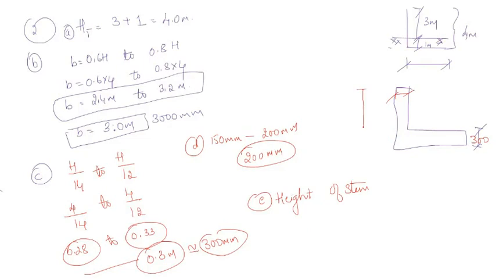See here, the overall depth is 4 meter. Just subtract 0.3. The remaining will be the height of the stem. Therefore, the height of the stem is 4 minus 0.3, which equals 3.7 meter. Therefore, this becomes 3.7 meter. Next, just draw the diagram.